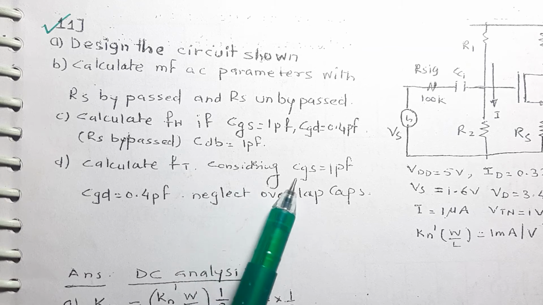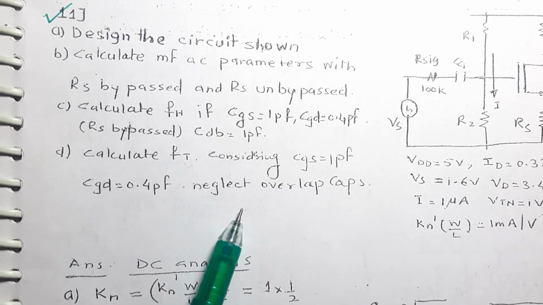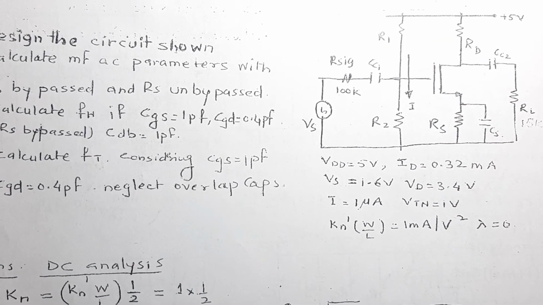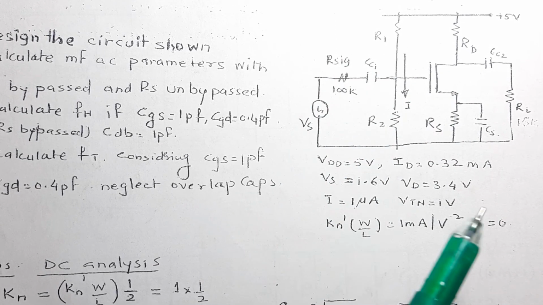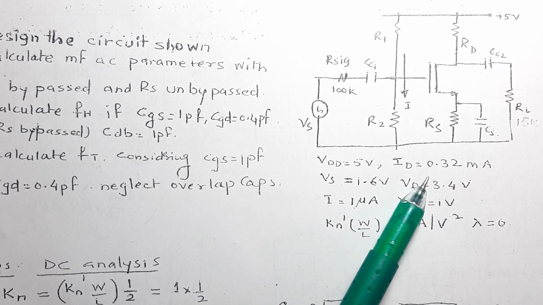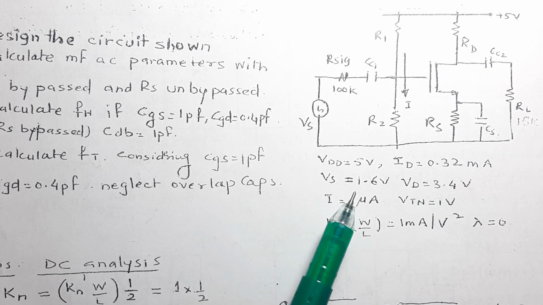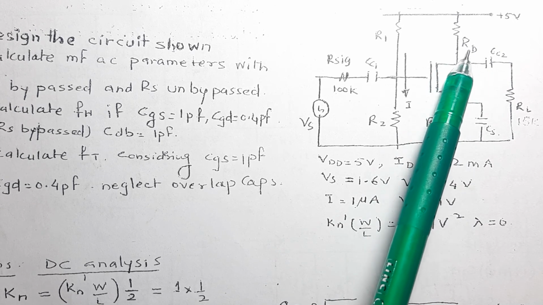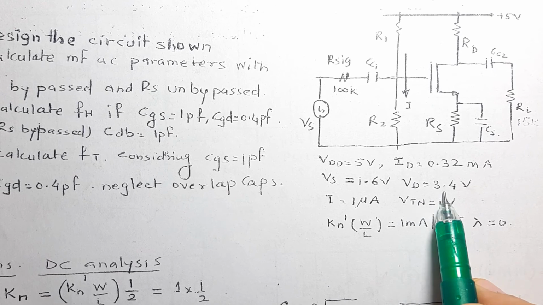Now considering your CGS equals to 1 picofarad, CGD equals to 0.4 picofarad, neglect the overlap capacitors, one of the important points over here. So now let us again look at the diagram. The diagram is of a MOSFET in PD bias configuration. VDD has been given to us as 5 volt, ID has been directly given to us as 0.32 milliamps. Your Vs, that is nothing but source voltage, is given as 1.6 volt. Your Vd, that is nothing but the drain voltage which is taken across the RD terminal over here, is given as 3.4 volt.